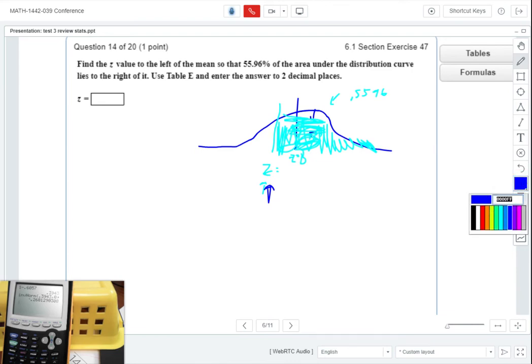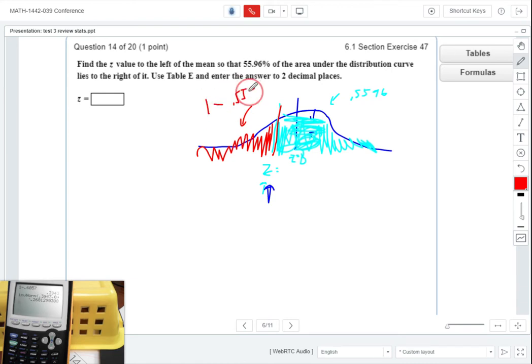So we need to find this z-value using the same inverse norm as we did. However, the calculator will only find the z-value to the left of the line that we're looking for. So to find the z-value, we have to use the area 1 minus 0.5596, which is 0.4404. When you subtract those two, this is that area.